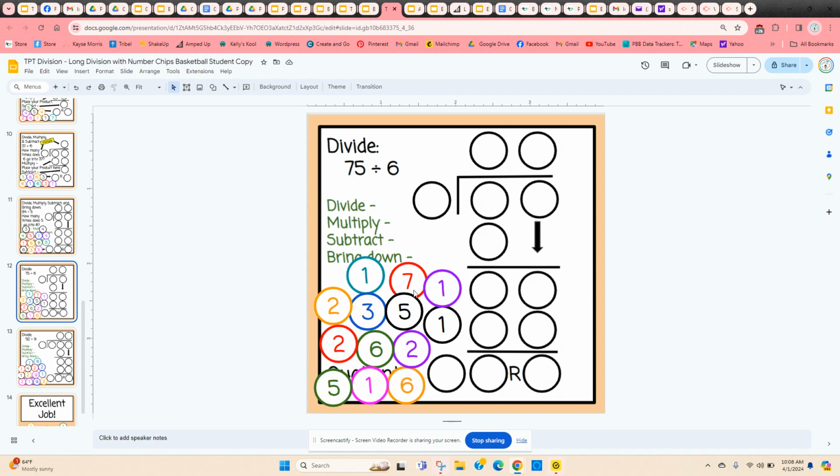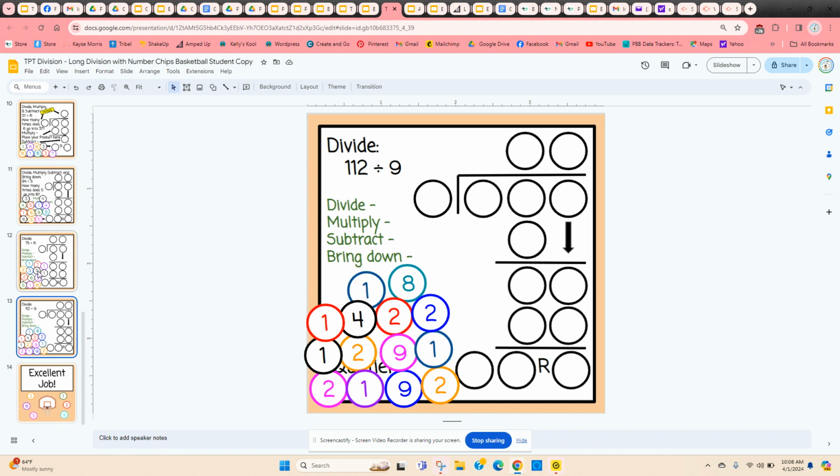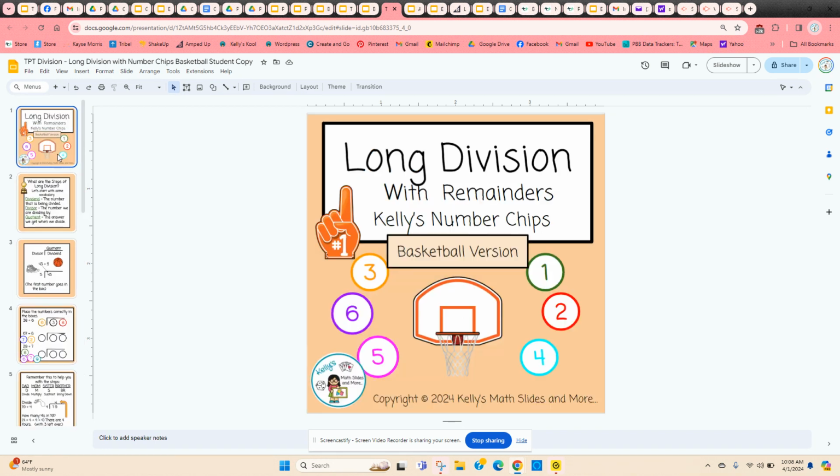And again, they have every number they need on every slide. So if they get down to the end here and the numbers aren't working, they know they've made an error somewhere and they need to go back and check. So that is digital lesson, long division with remainders, and this is the basketball version.